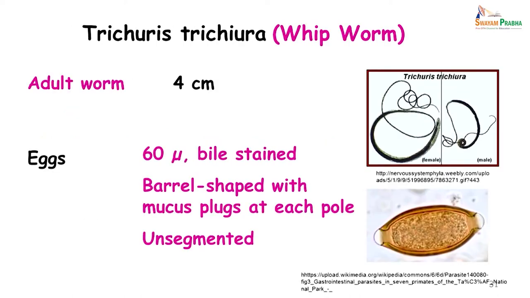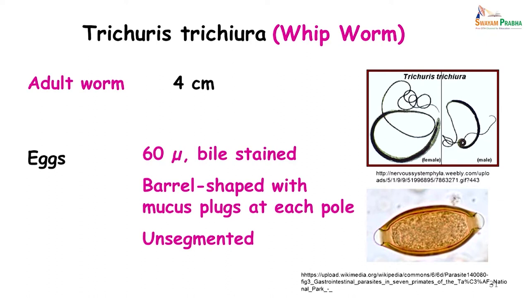So let's start with Trichuris trichura. This worm is also called a whip worm. The adult worm is about 4 centimeters in length. The female is longer than the male. And as you will look in the picture on your right, these worms have a thicker area and a long whip-like thinner region. And therefore, it's called a whip worm. The thicker part could be the handle of the whip, and the thinner part is the whip part.